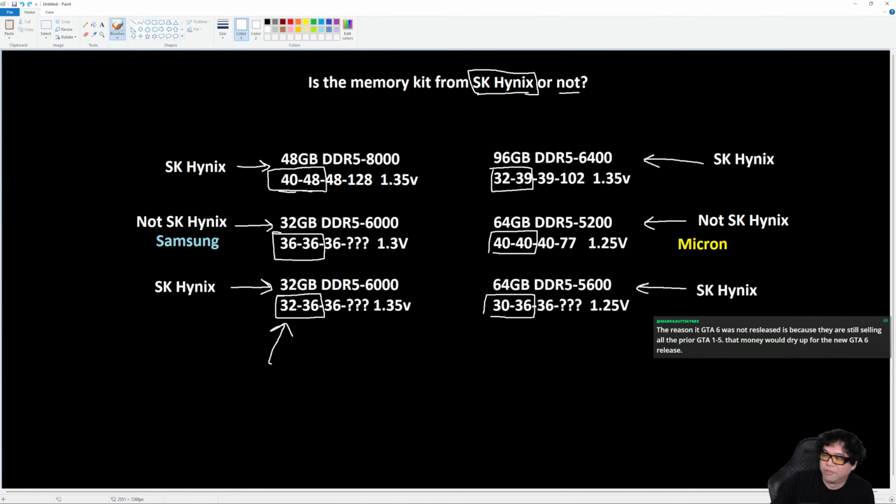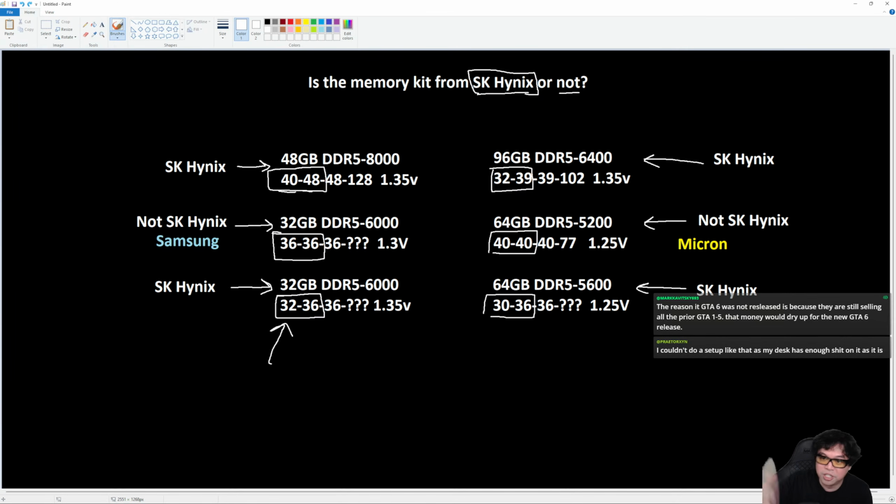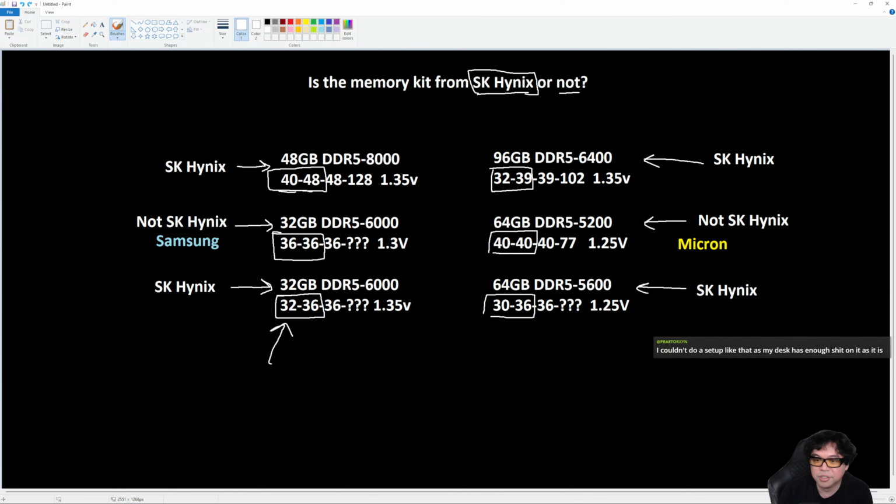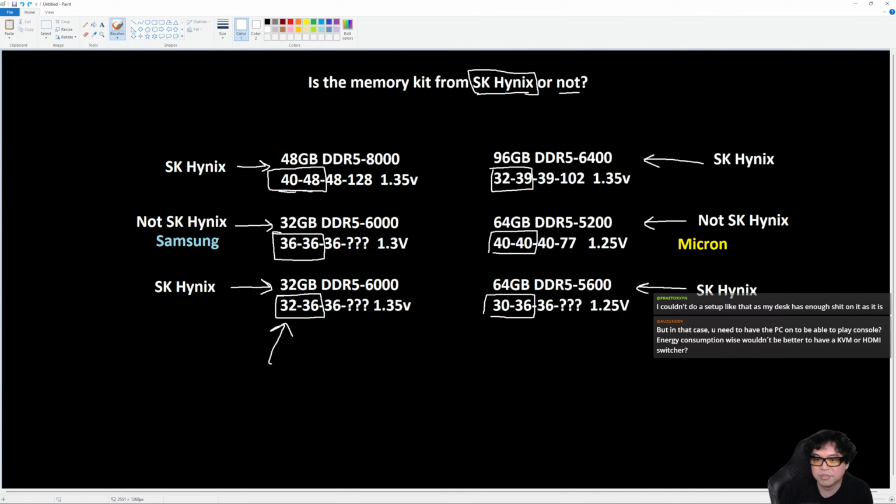So instead of opening up Steam, I just open up Rec Central or something and full screen my capture output, and there you go, PlayStation dashboard, and you're in. Could you not do a setup like that on your desk? My desk has enough space, okay.